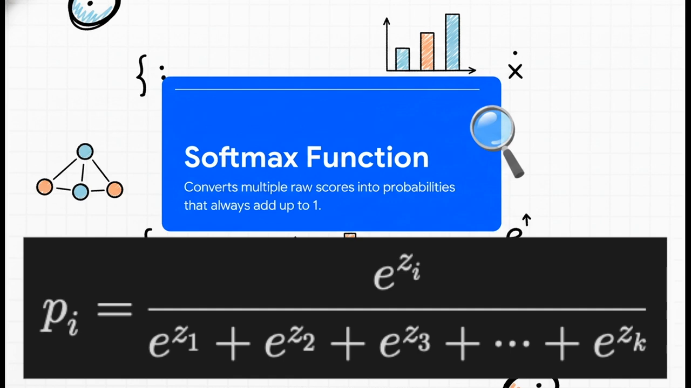Then, we divide that by the denominator. And what is the denominator? It's literally just the sum of those E to the power of Z values for every single class combined. This brilliant little formula is exactly what converts multiple competing raw scores into clean, usable probabilities.